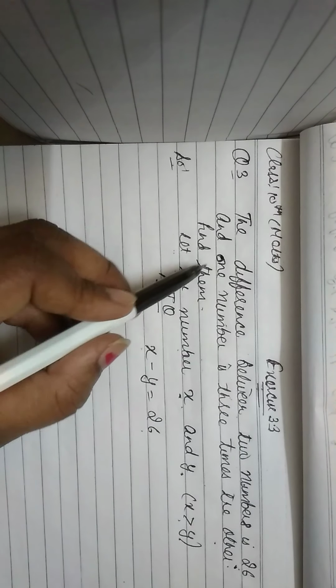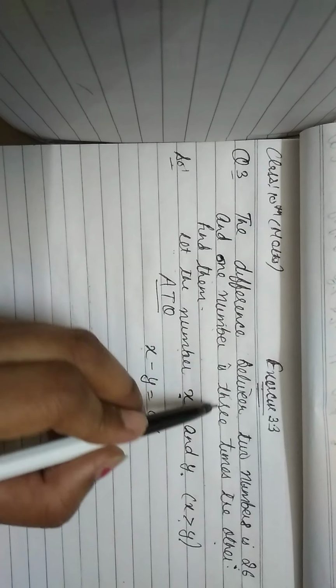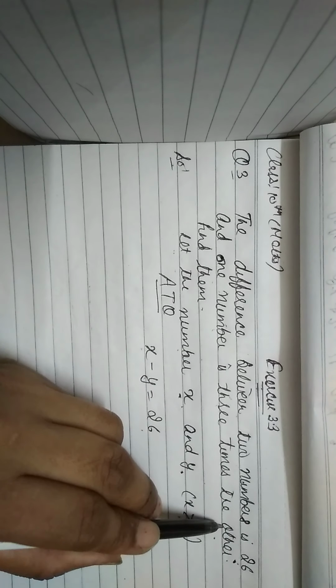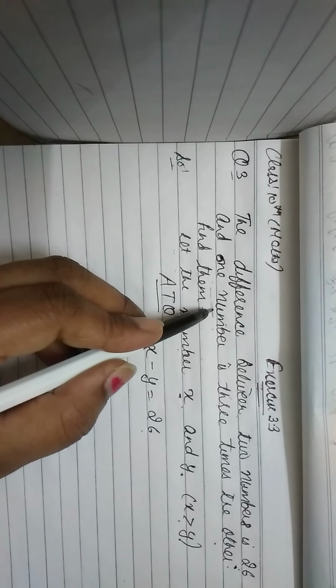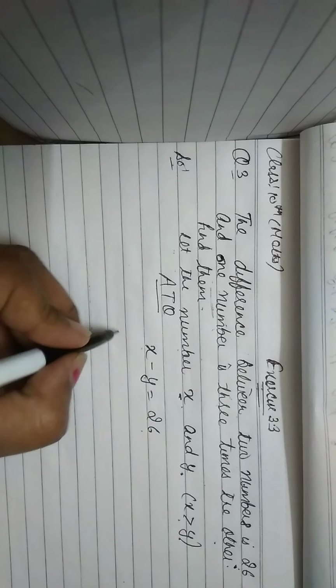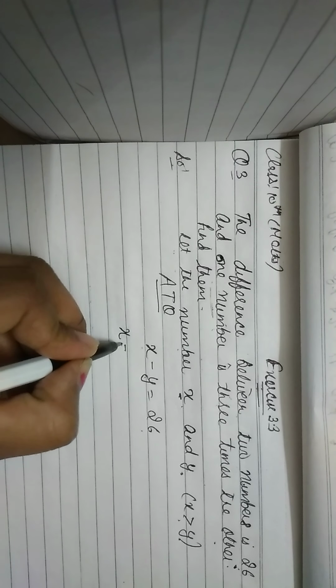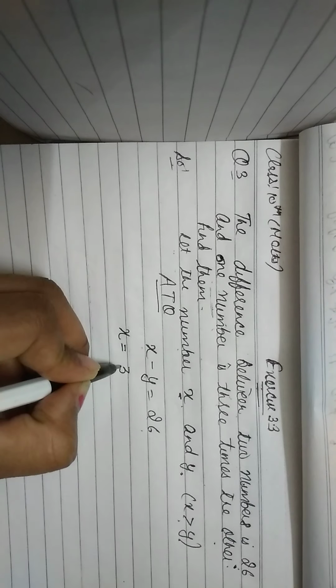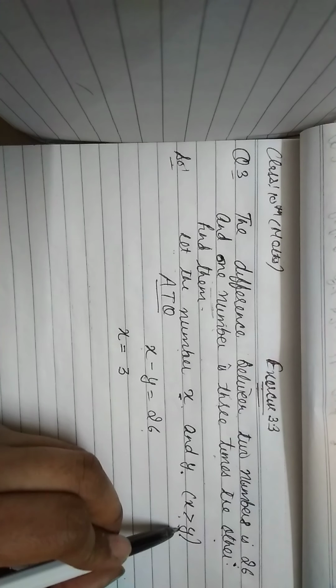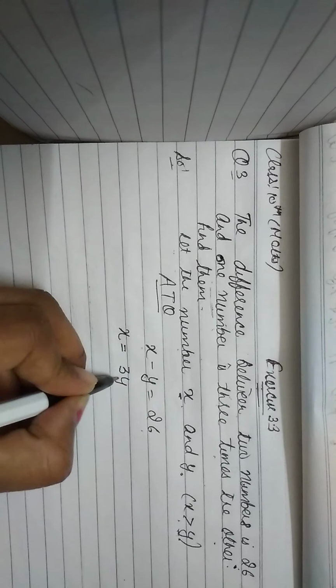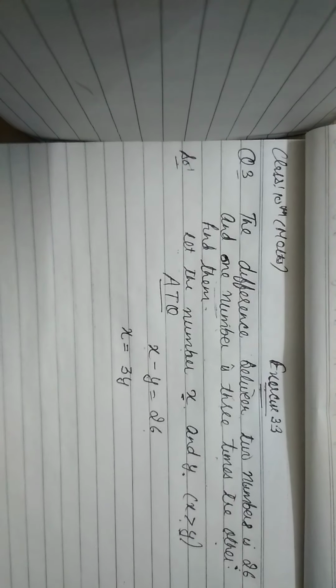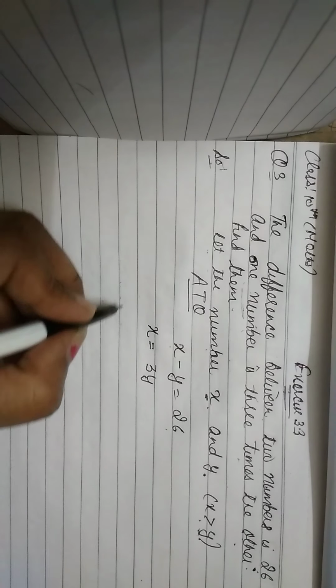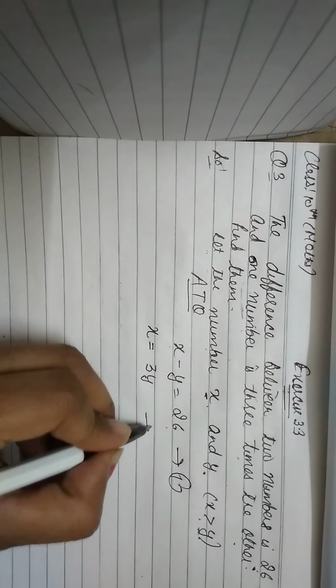And another condition: one number is 3 times the other. One number, of course, is the larger number. Here the larger number is x. x is also given as 3 times the other number. The other number is here y. So x is equal to 3y. Now we have two equations. Solve these equations for finding the values of x and y. Take this as first equation, take this as second equation.